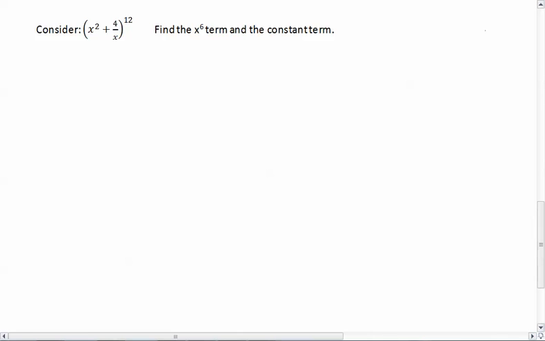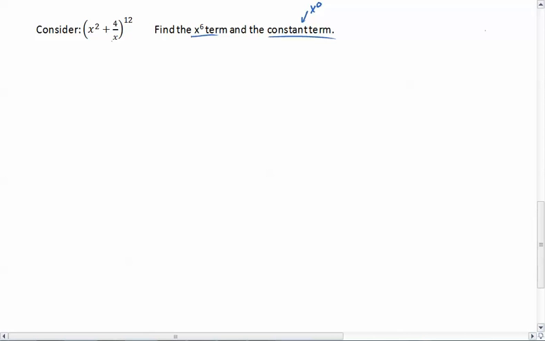Okay? So if we can avoid the formula, we will go ahead and consider x squared plus 4 over x to the 12th power. We want to find the x to the 6th term and also the constant term. So we're looking for two different terms here. Constant term, remember, constant just means that there's no variable, which means that we want x to be to the 0 power. Okay, it's not necessarily the last term, because the last term here is going to be 4 over x to the 12th, which would be 4 to the 12th over x to the 12th.